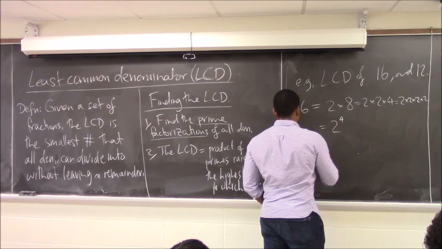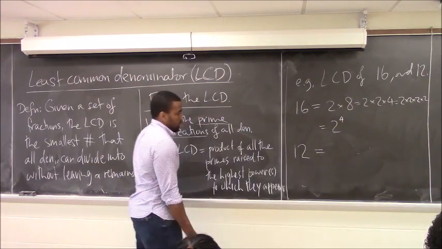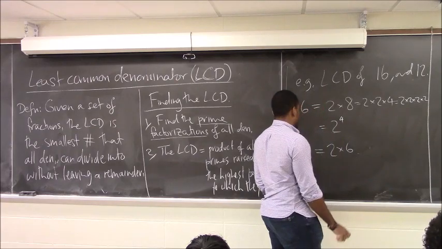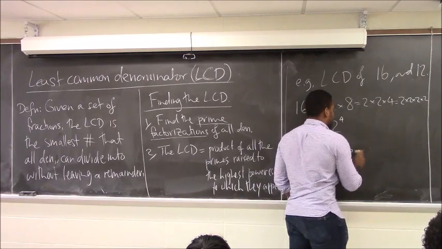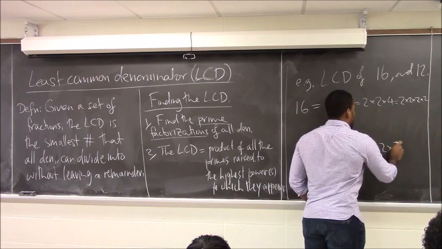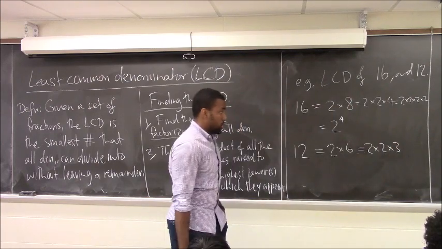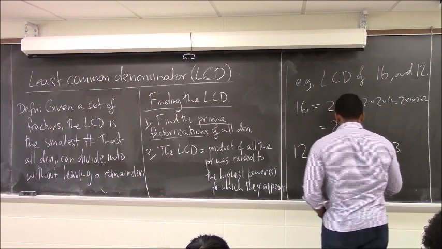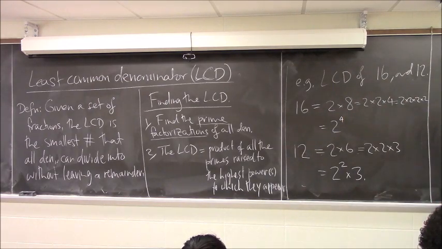I would do the same thing with 12. So I would say, okay, I can get a 2 out of that. That's going to be 2 times 6. And I can get a 2 out of 6. That's going to be 2 times 3. These are all prime numbers, 2 and 3. And so this one is 2 squared times 3. That's the prime factorization of 12.